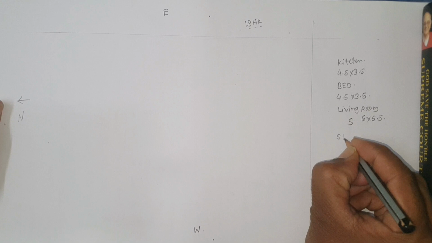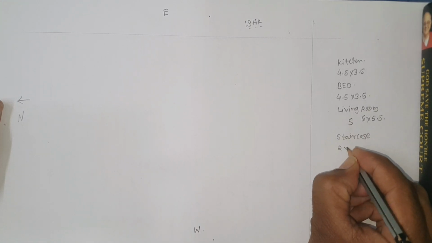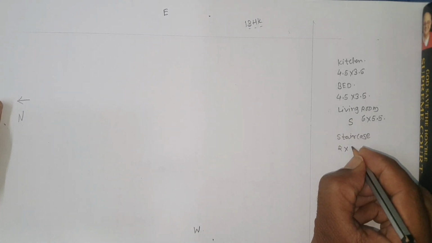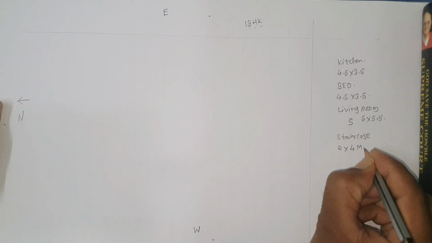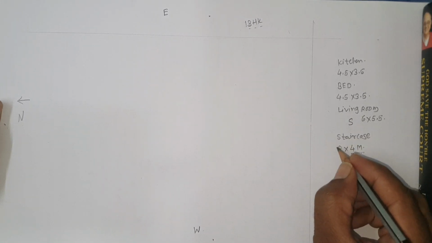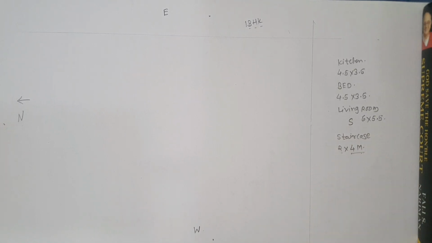We have a staircase. The width of the staircase is 2 meter and the length required to occupy the different steps is 4 meter. So 4 meter length is required to occupy all the steps. So the size of the staircase will be 2 meter by 4 meter.